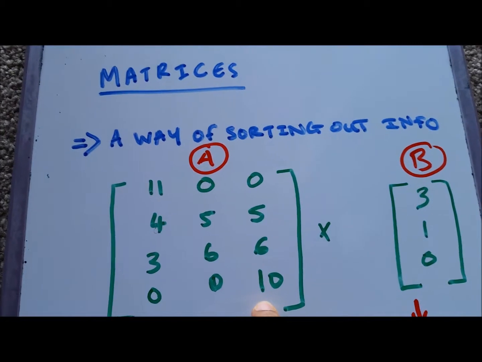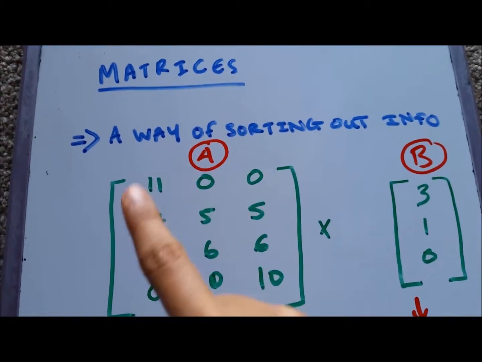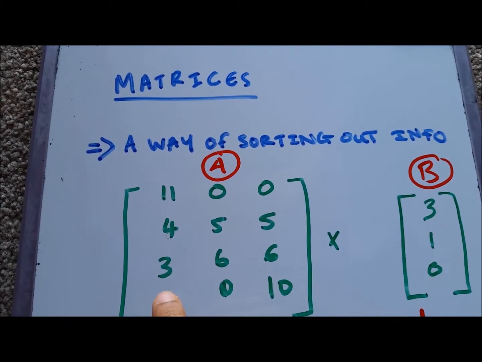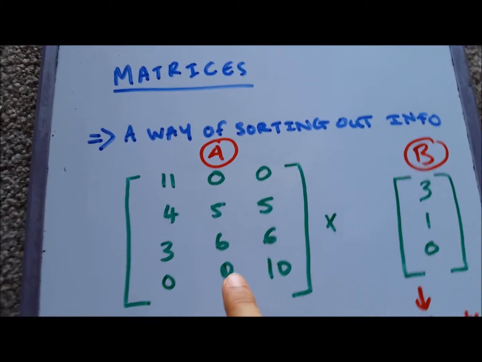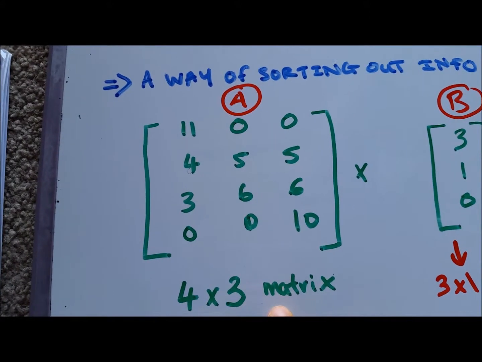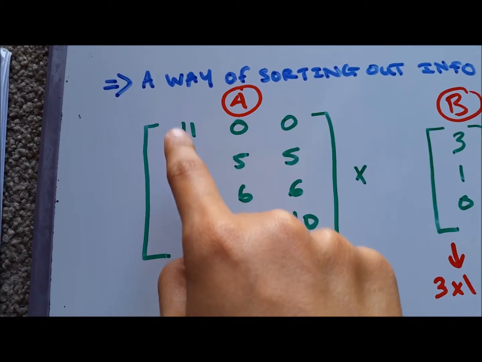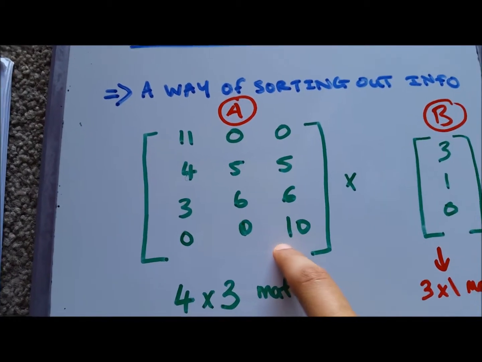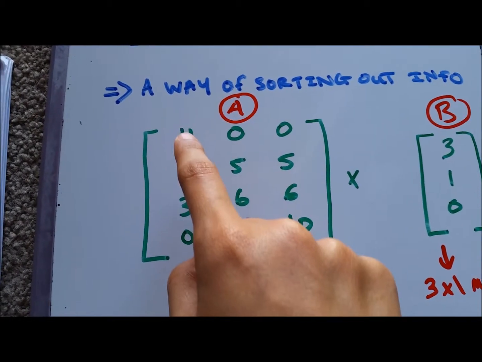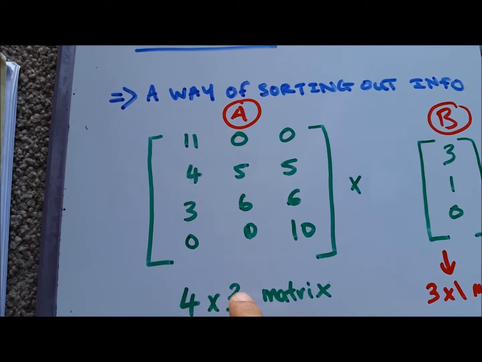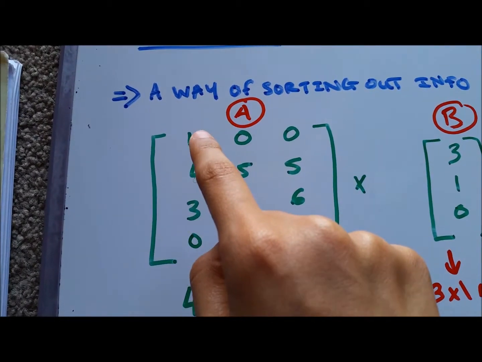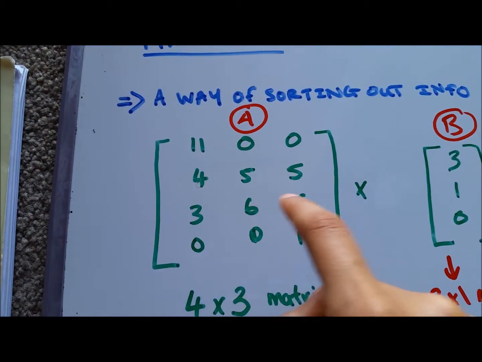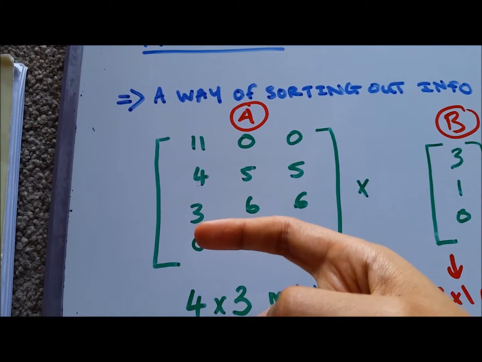For example, let's take box A, or this matrix, and this would be considered a 4x3 matrix. That's because we've got 4 pieces of information going down and 3 pieces across. If this was just a 3x3 matrix, then we would just have 1, 2 and 3 going down and 1, 2 and 3 going across. So we wouldn't have this last column.